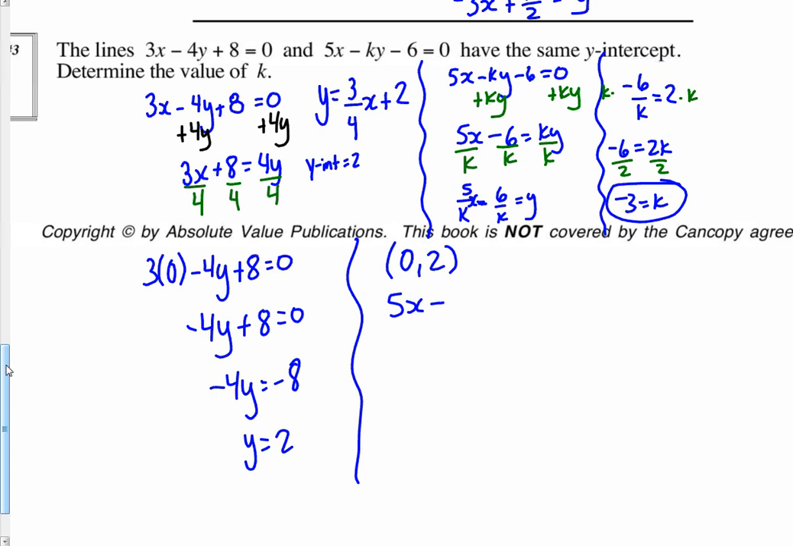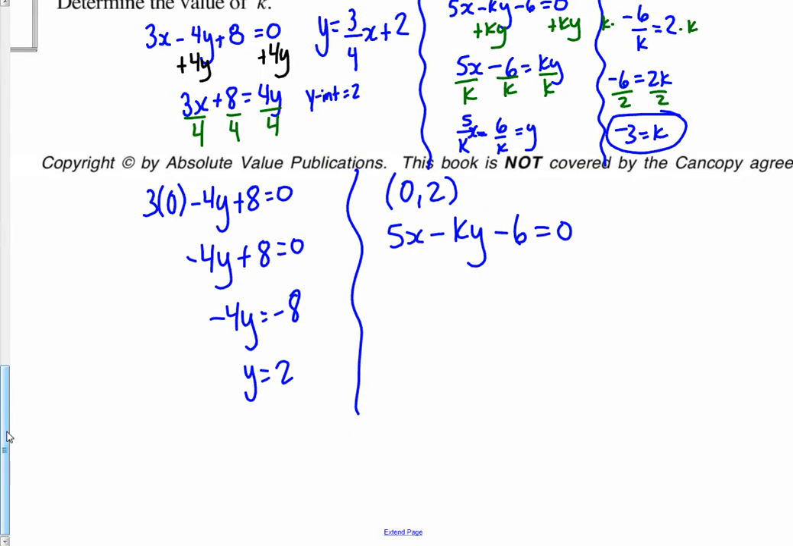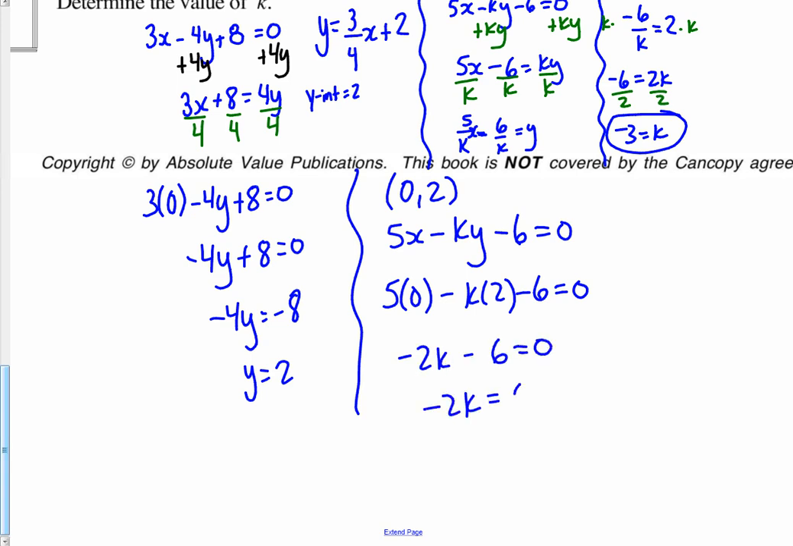5x minus ky minus 6 equals 0. I can sub in that point of 0, 2, for x is 0 and y is 2. Because it has the point of 0, 2 on that line. So that would have gave me negative 2k minus 6 equals 0. Add 6. Divide by negative 2. Okay, I don't know. It might have been easier. I think so. But it's another way to solve that. I think that's easier. But to each his own. They both work. They're both valid.